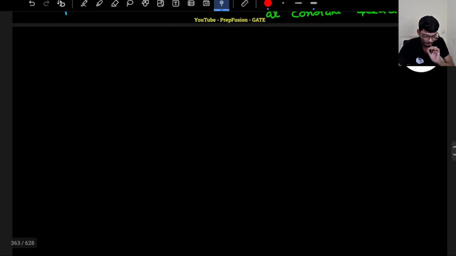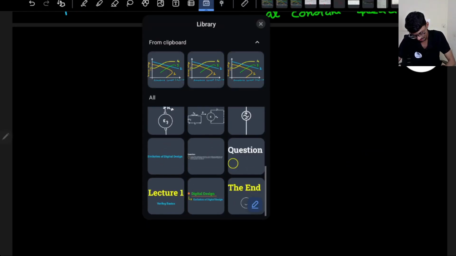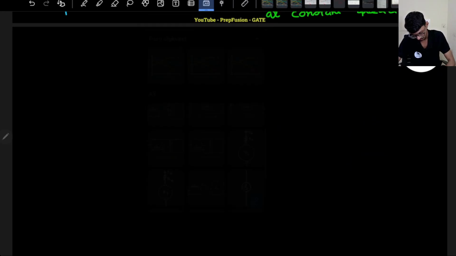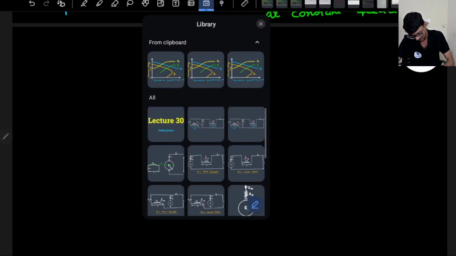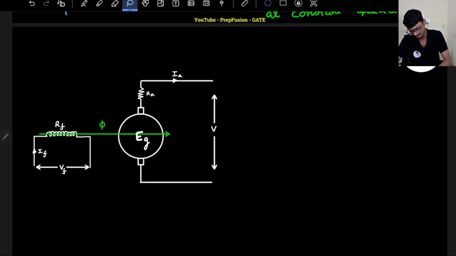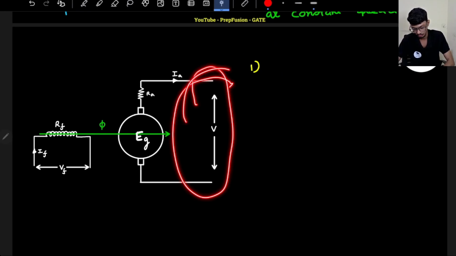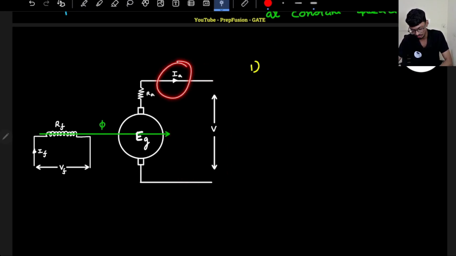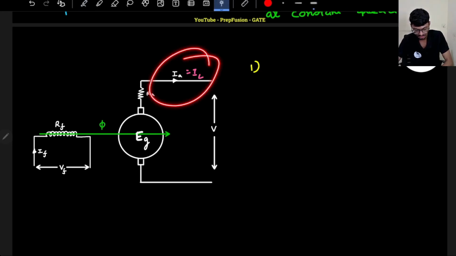I will just give you a bit of overview. Of course I will explain everything in detail, but initially I want to give you a heads up. If I have a separately excited machine, let's say I am plotting the first characteristic, that is the no load characteristic, where no load is connected. Here IL is 0, so IL equals IA only. My line current is the same as the armature current, so armature current is 0.